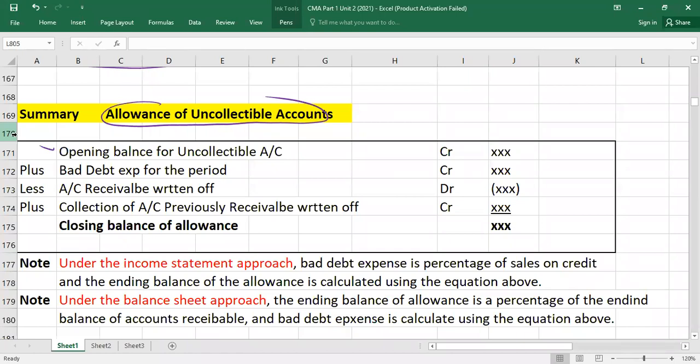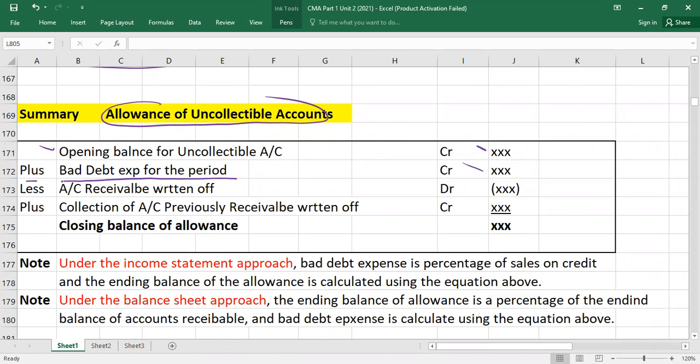Opening balance of the uncollectible account, which will be given. Then you have to add what? Bad debts expense for the period. For the allowance for the period, you debit the credit loss expense and credit the allowance. Actually, that is the value: bad debts expense for the period.